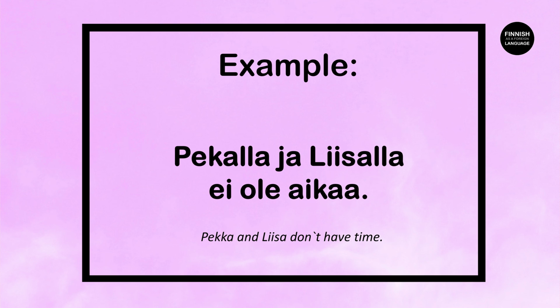So the name Pekka is written in its basic form with 2 Ks, but because of the suffix la, we go through a consonant gradation, and that means that the double K of the name Pekka changes to 1 K. Alright, let's repeat. Pekalla ja Liisalla ei ole aikaa. Pekka and Lisa don't have time.